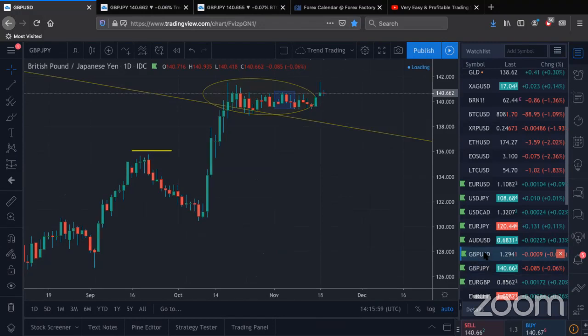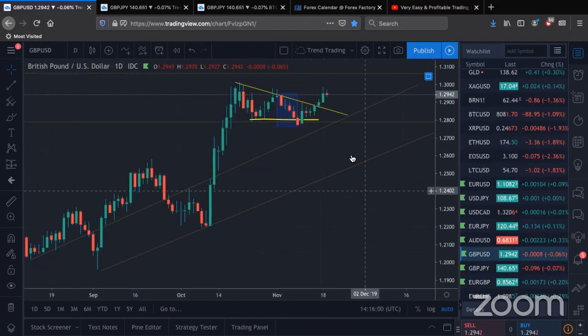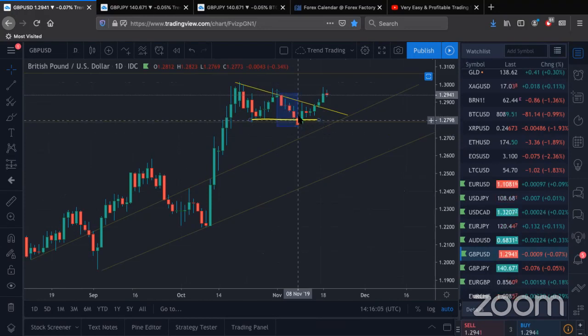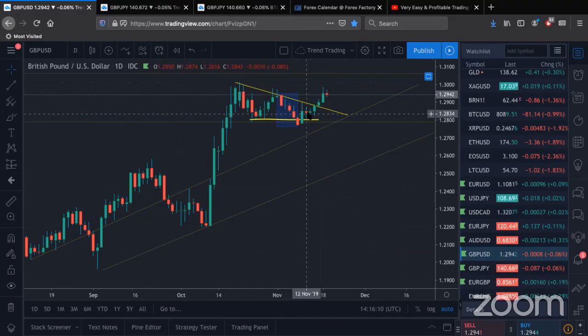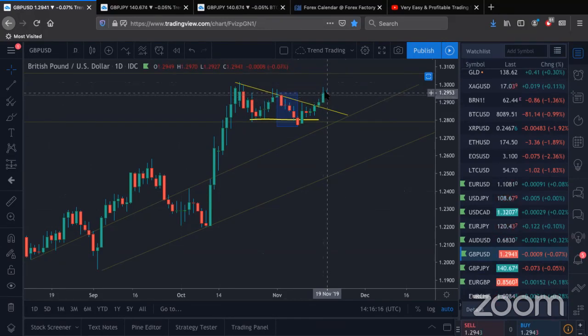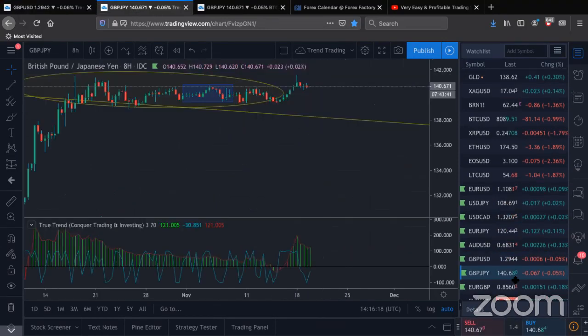Specifically here on the pound US dollar, I definitely took this breakdown, which wound up getting stopped out. It was a false breakdown here. And then I showed patience. We broke out, still didn't chase it. Patience.